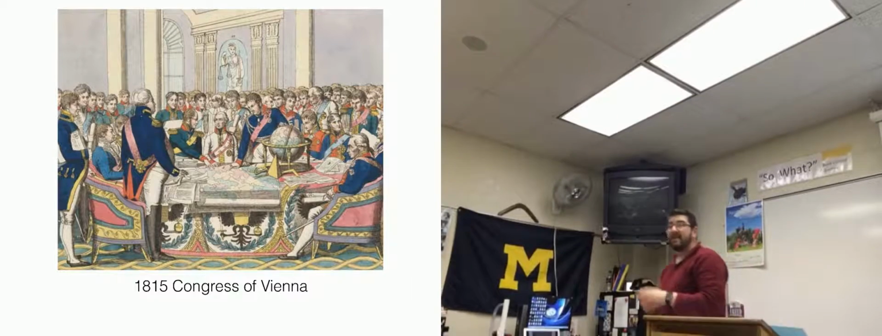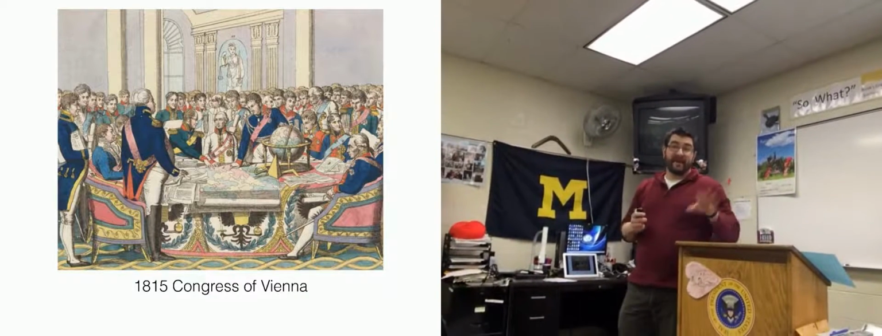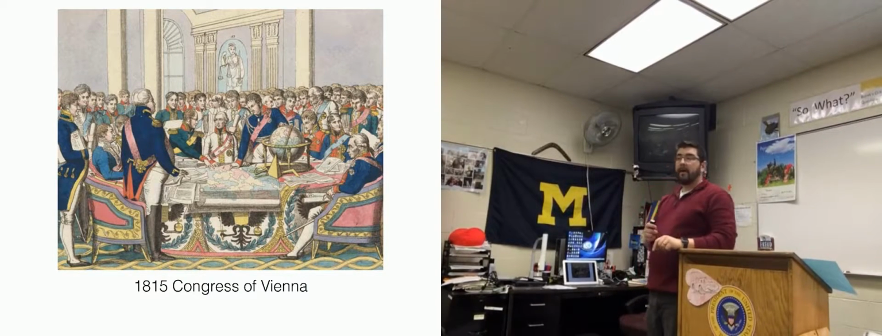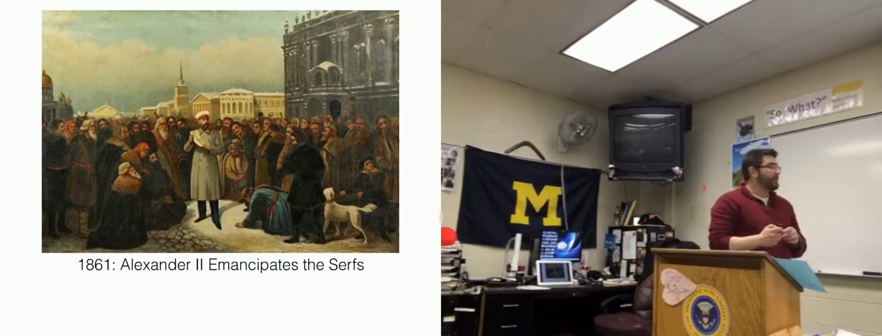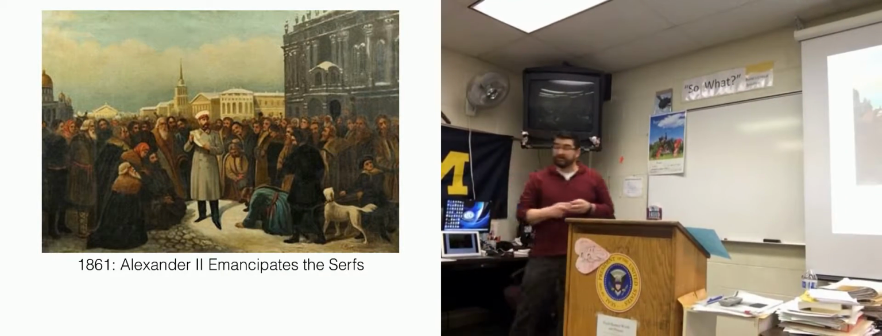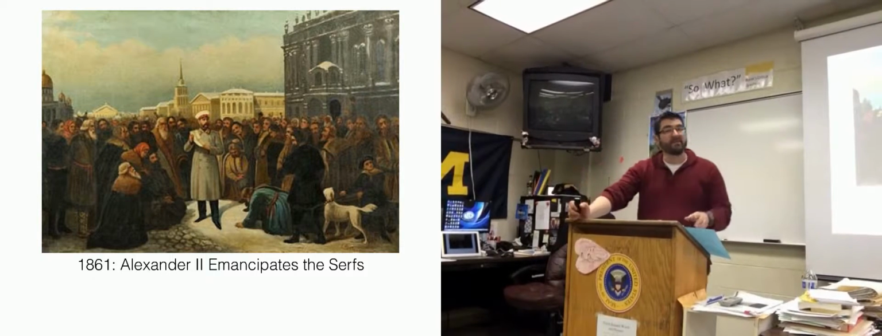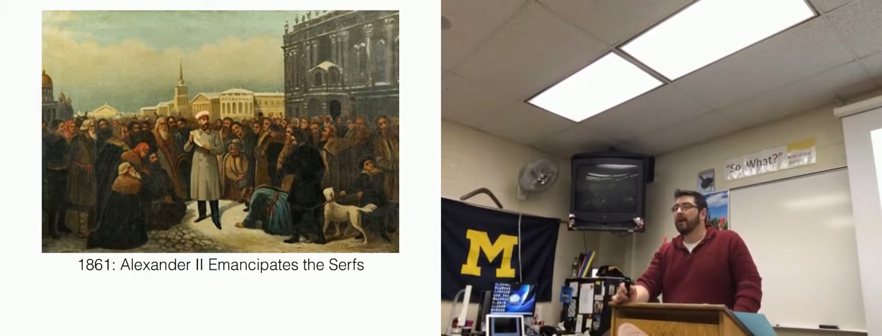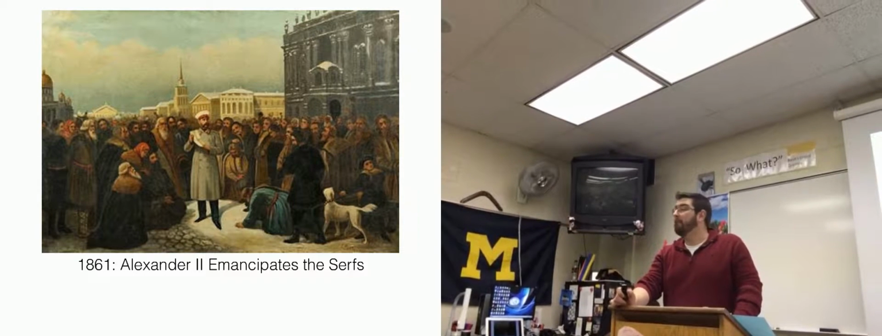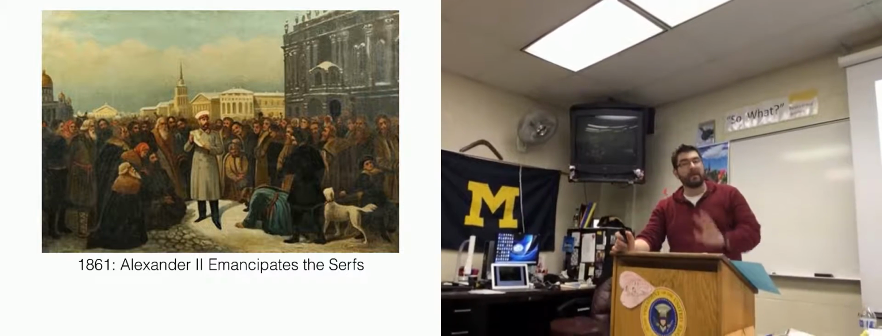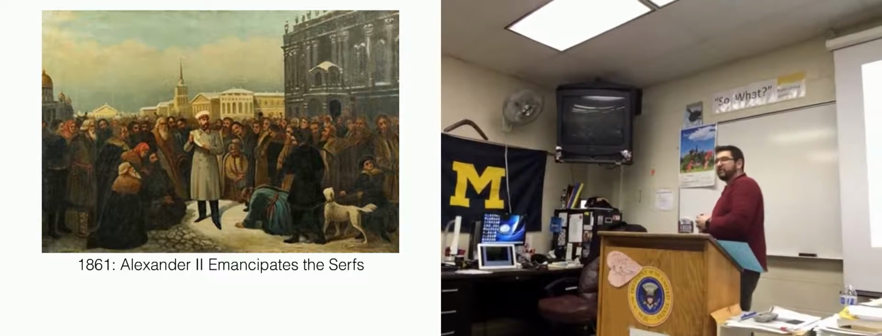We will also see an end to the institution of slavery in the 19th century. And in Russia, the end of the institution of the serf. In 1861, Tsar Alexander II of Russia, in a move to try to help modernize more rapidly the Russian state, emancipates the Russian serfs.